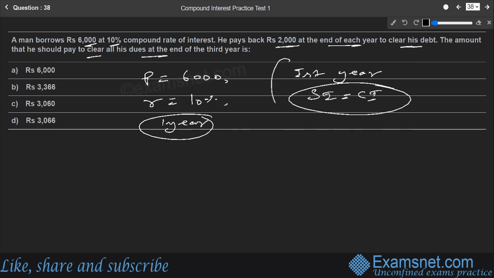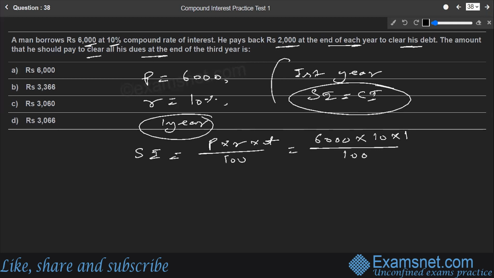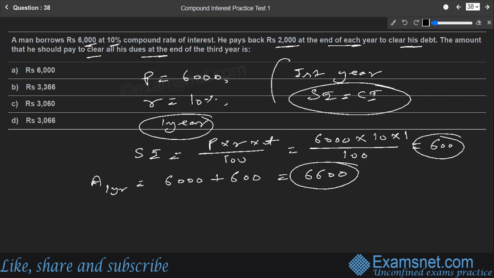So we can use any of the formulas. Let us use the simple formula. Simple interest is nothing but principal into rate into time over 100. The principal value is 6,000, rate value is 10%, time value is 1, divided by 100. So this is the simple interest, which comes out to be 600 rupees. So what has the amount become after 1 year? The principal value was 6,000 and the interest earned is 600, so the amount has become 6,600. So after the first year, his debt value is 6,600.